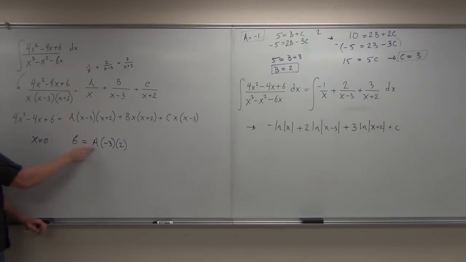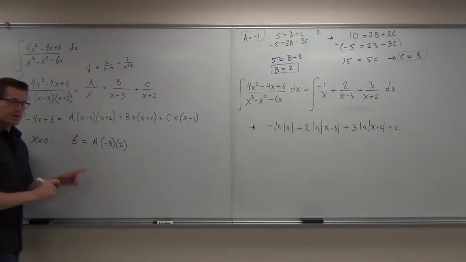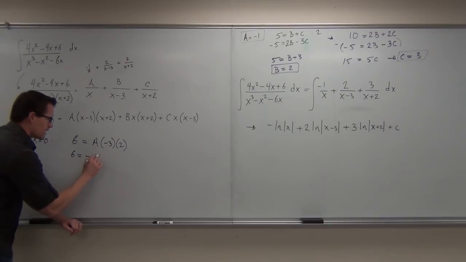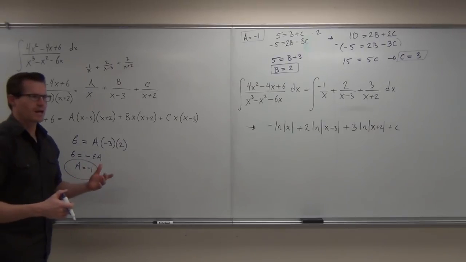A, no problem. -3, no problem. 2, no problem. 0, 0, gone. Can you solve that? Yeah. So quick. So 6 equals negative 6a, a equals negative 1. Hey, is that what we got? Yep. Brilliant.